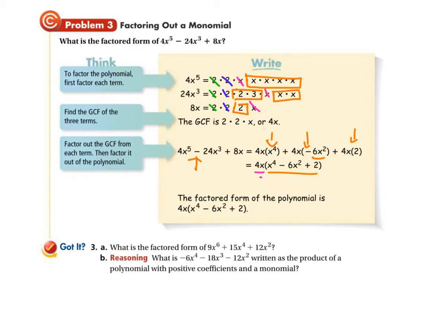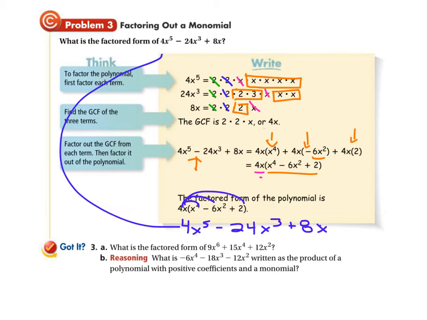You can check it and put it all right back in, say 4x times x to the fourth would be 4x to the fifth. 4x times negative 6x squared, that 4 times negative 6 is negative 24, and that x times x squared is x cubed. And this 4x times 2 is 8x. And if you did that right, when you put it back together, you should get back to your original polynomial, which you had at the start.